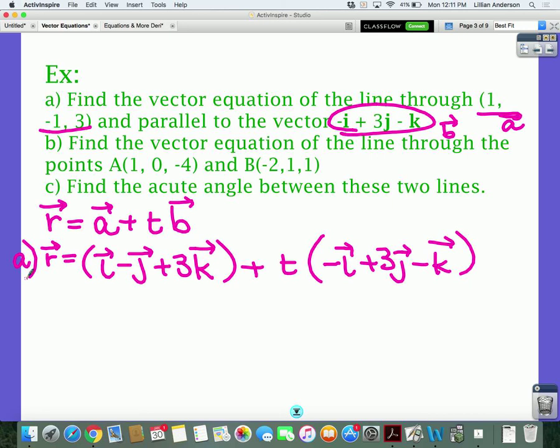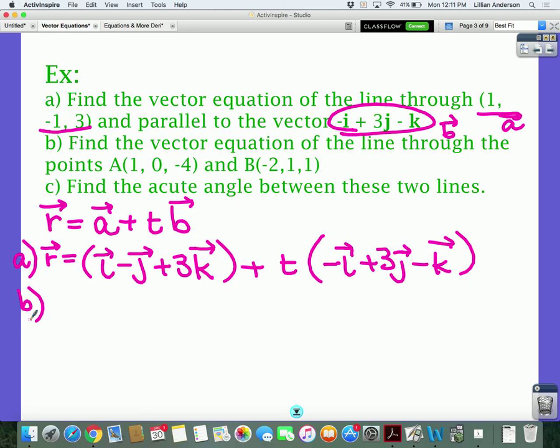Right. All right. Now B says find the vector equation of the line through these 2 respective points. Okay. So you have to find the vector equation that goes through those points. Then what do you think we are definitely going to need here to write an equation? Direction vector. We need a direction vector. That's true. And we need what? What other piece? Position. And the position vector.